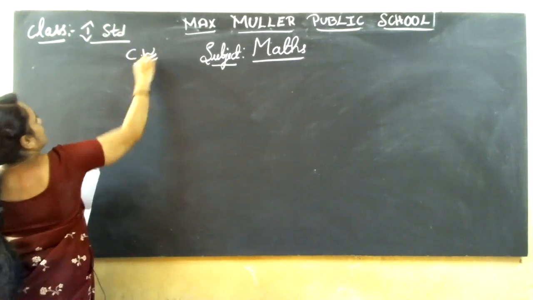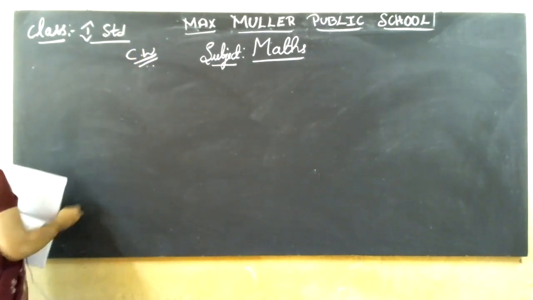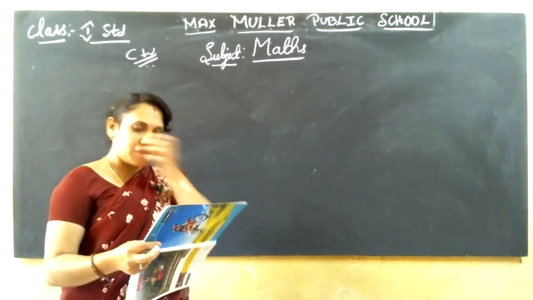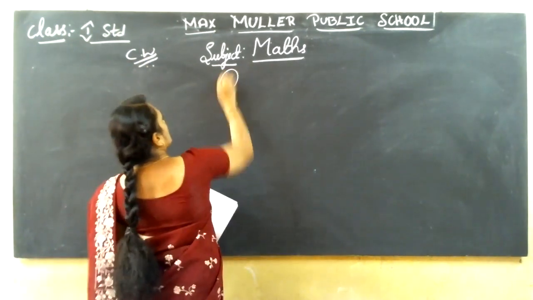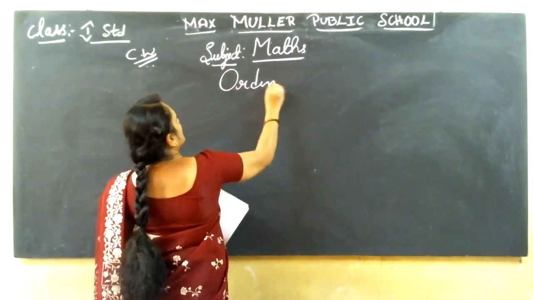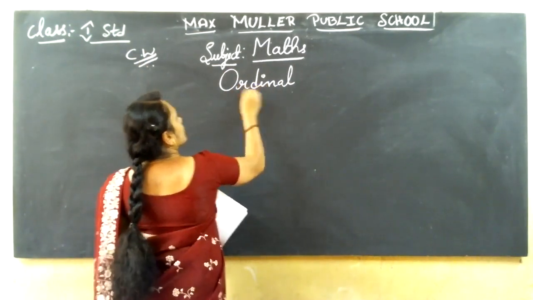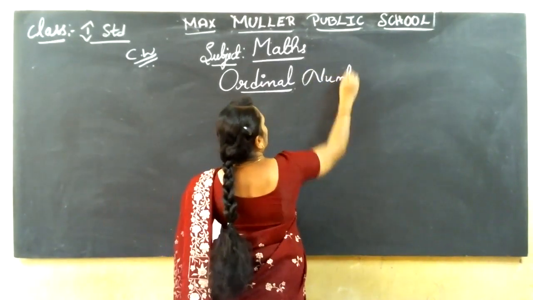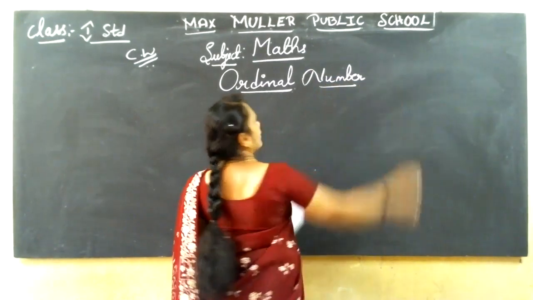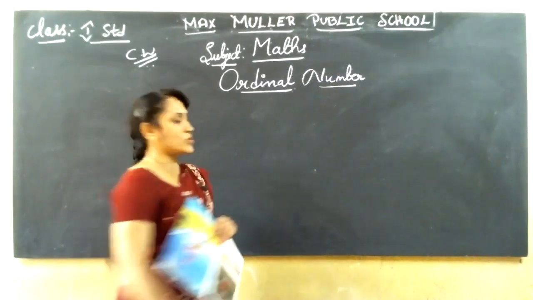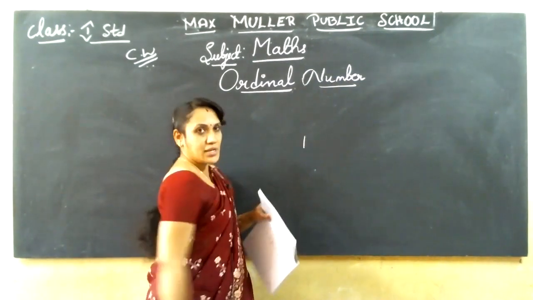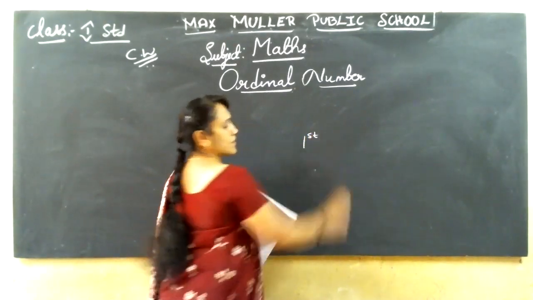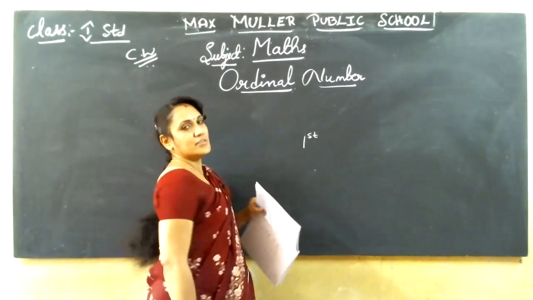Keep ready. Max classwork. So now ordinal numbers. What do you mean by ordinal numbers? Ordinal numbers means what we write in order. For example, if anybody asks in which class you're studying, what will you tell? I am in first standard. You will not tell I am in one standard, you will tell first standard. For one, you will add ST. That is first. That is the ordinal numbers.